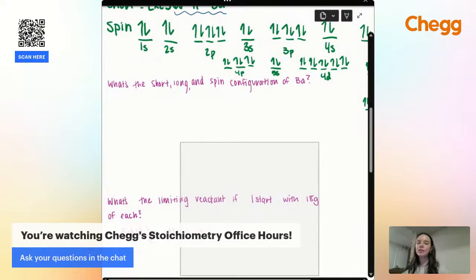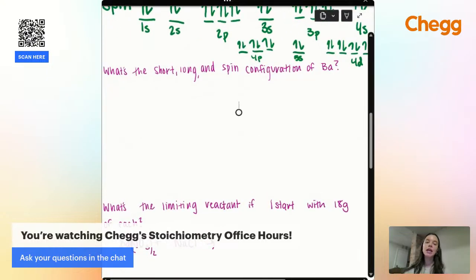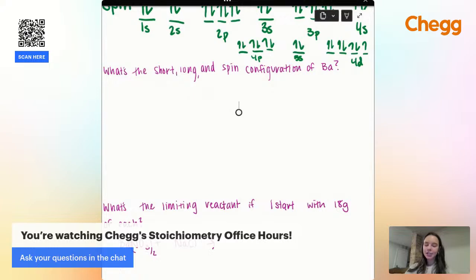So for this one, we want short, long, and spin configurations of barium, which is represented by Ba. I'm going to have y'all start with the long configuration. You have 1 minute. Give me the long electron configuration of barium. So 1 minute starts now.